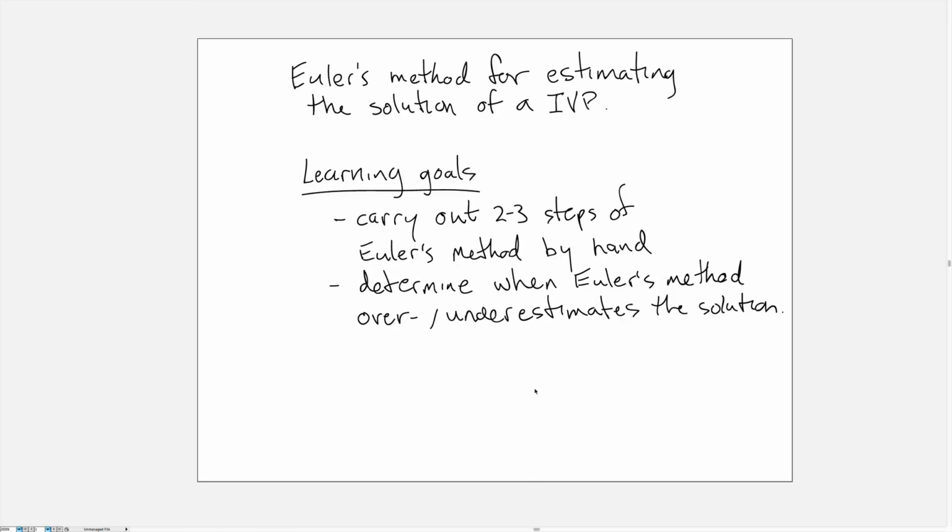Euler's method for estimating the solution of an initial value problem. The learning goals for this video include being able to carry out 2 to 3 steps of Euler's method by hand, and also to be able to determine when Euler's method over or underestimates the actual solution to the IVP. So how do we estimate the solution to an IVP?